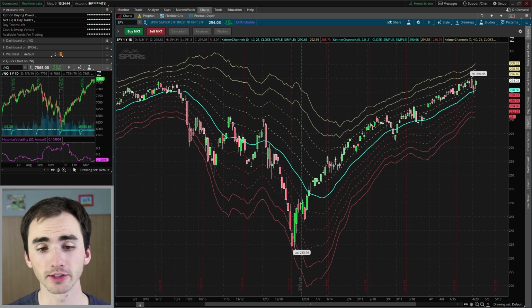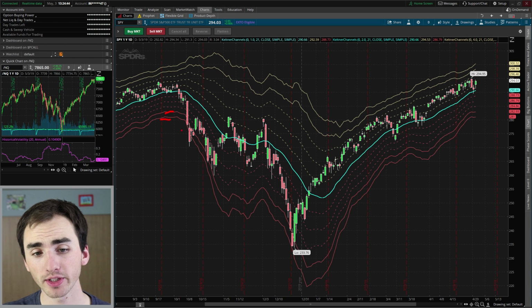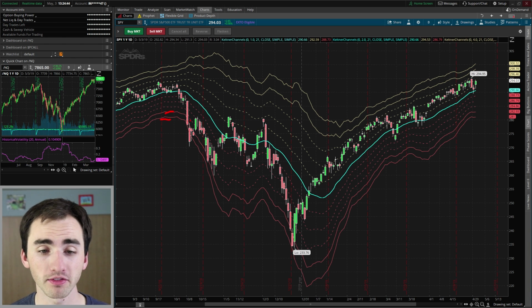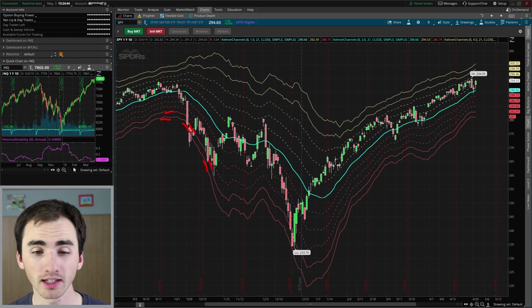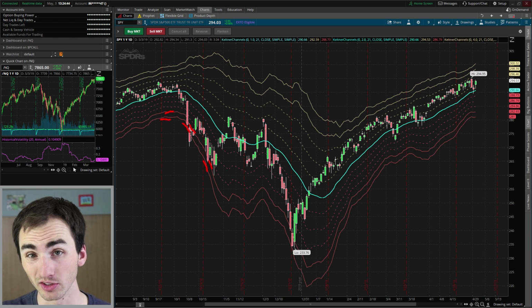And you can see here, most of the time when it breaks through these two solid lines I have right here, which is the 4 ATR and the 5 ATR, this is really far away from the EMA. And generally that is a good support level.